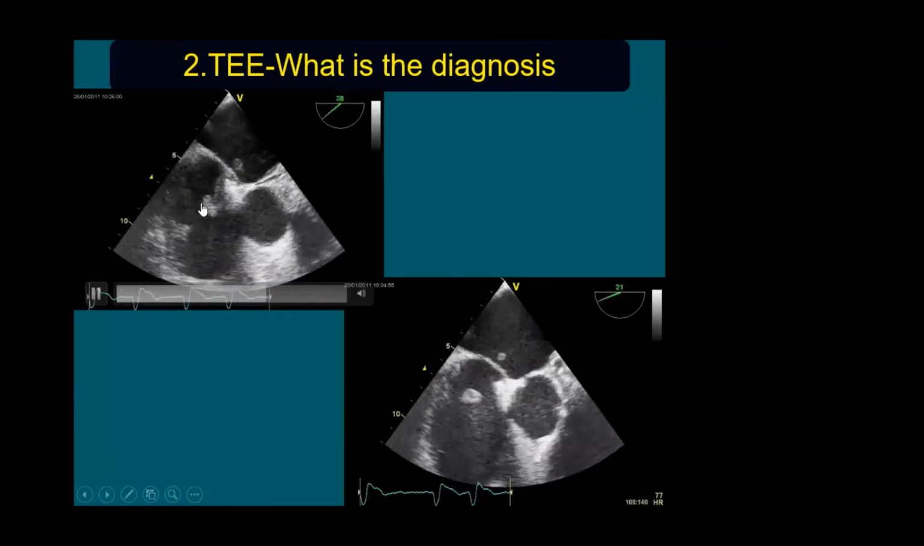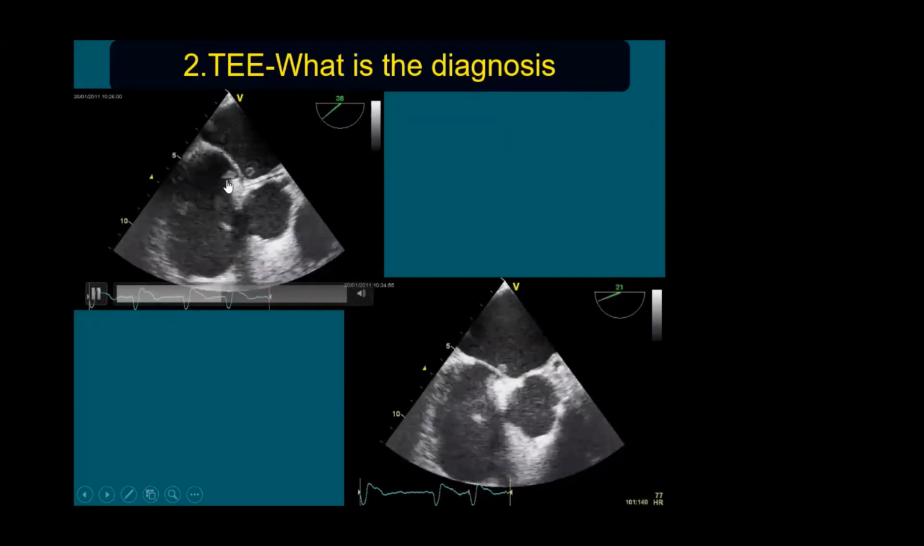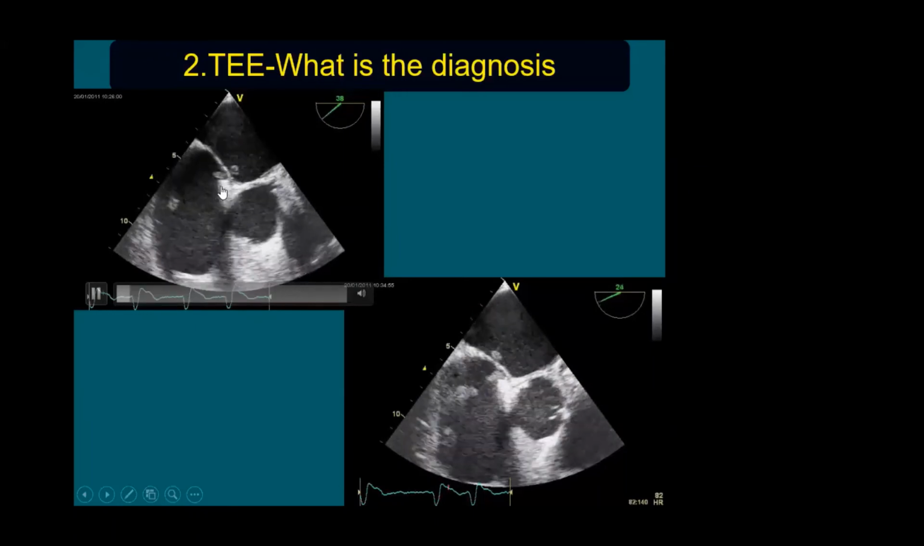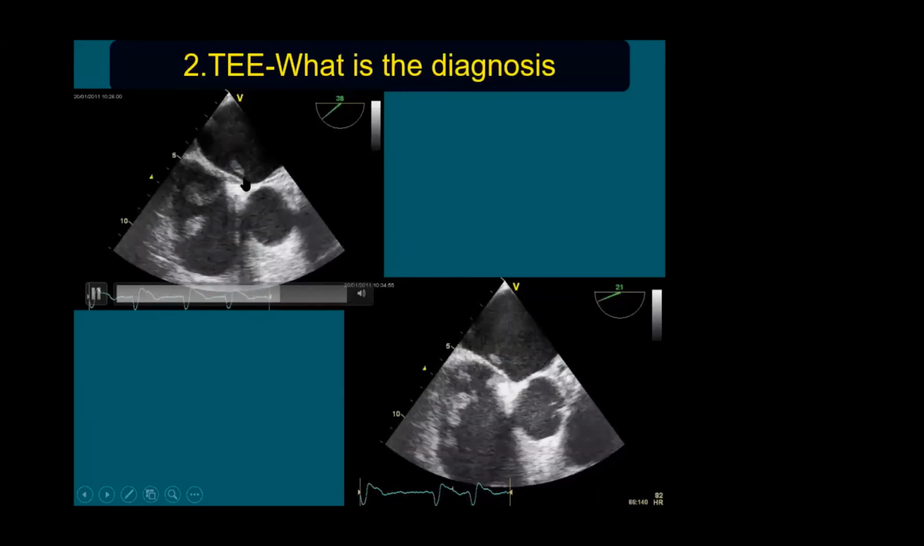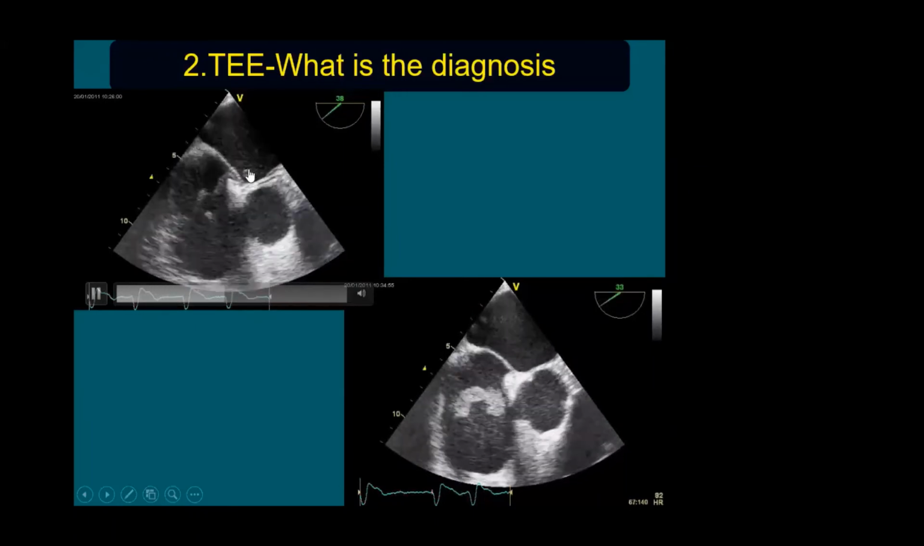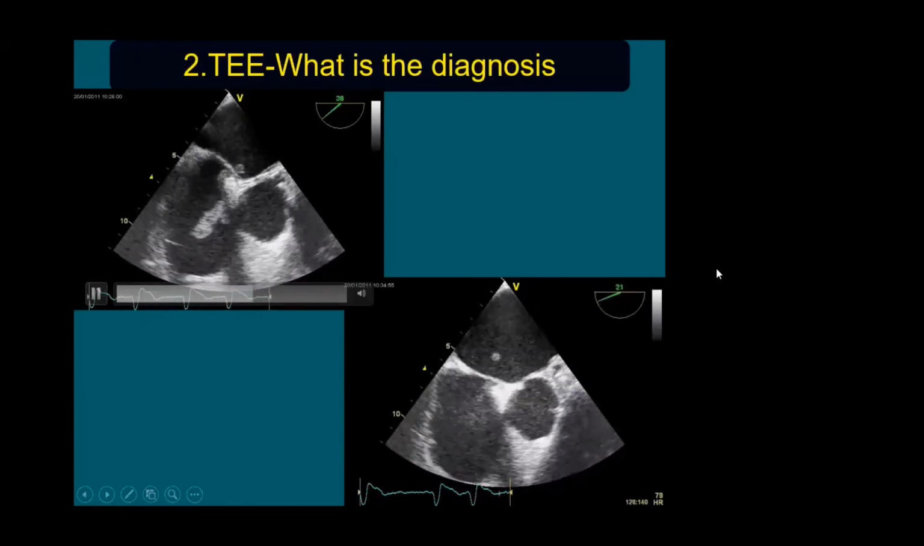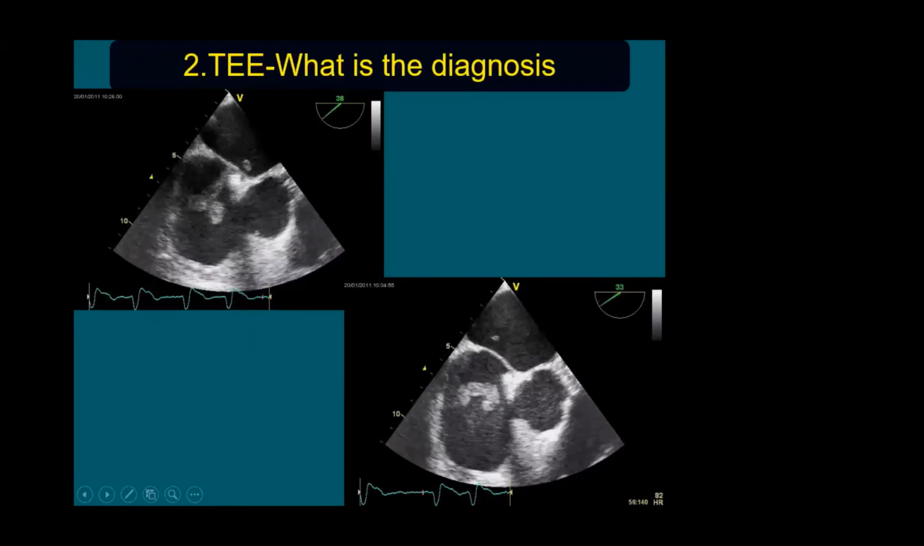And this case is the thrombus in transit. This is a deep vein thrombus which has moved into the right atrium, trying to cross the patent foramen ovale, and it has crossed into the left atrium. So this is a thrombus in transit in a patient with deep vein thrombosis.